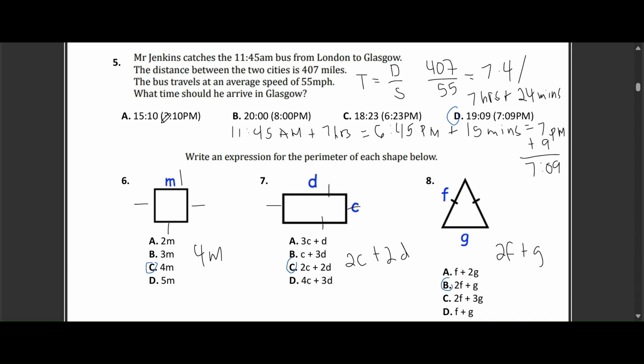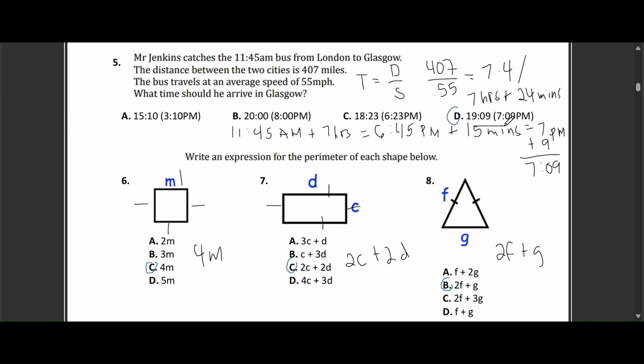A, 15:10, which is 3:10 p.m. B, 20:00, which is 8 p.m. C, 18:23, which is 6:23 p.m. D, 19:09, which is 7:09 p.m. Okay, the correct answer here is option D, 19:09, which is 7:09 p.m.